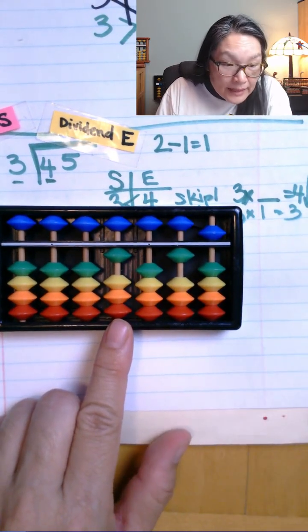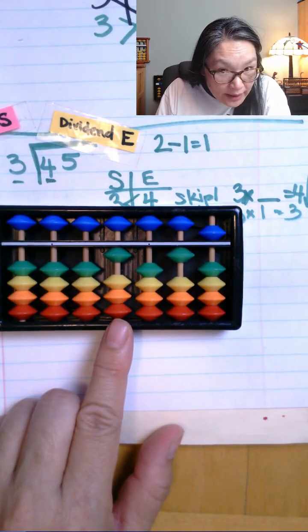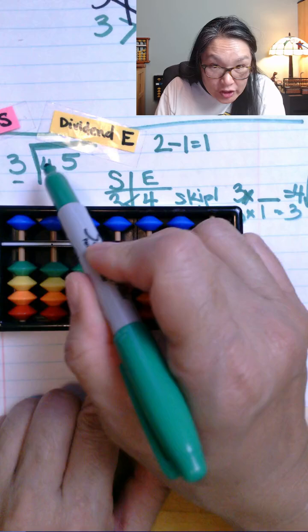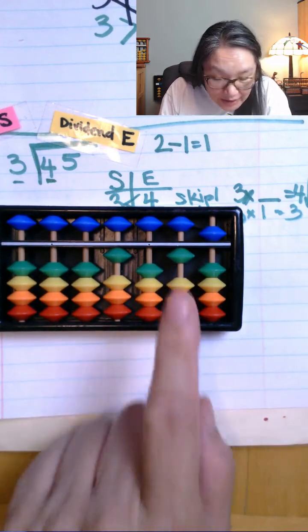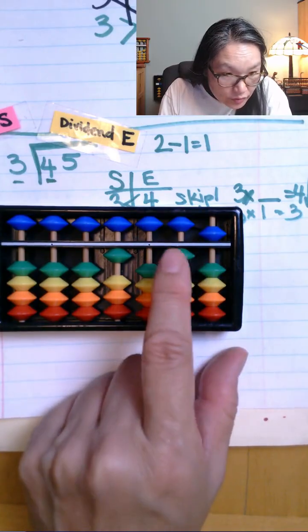Okay? Now, we have to compare again. We cannot look at our question anymore. We have to look at our dividend that's on our abacus. That's why it's critical to subtract on the abacus.